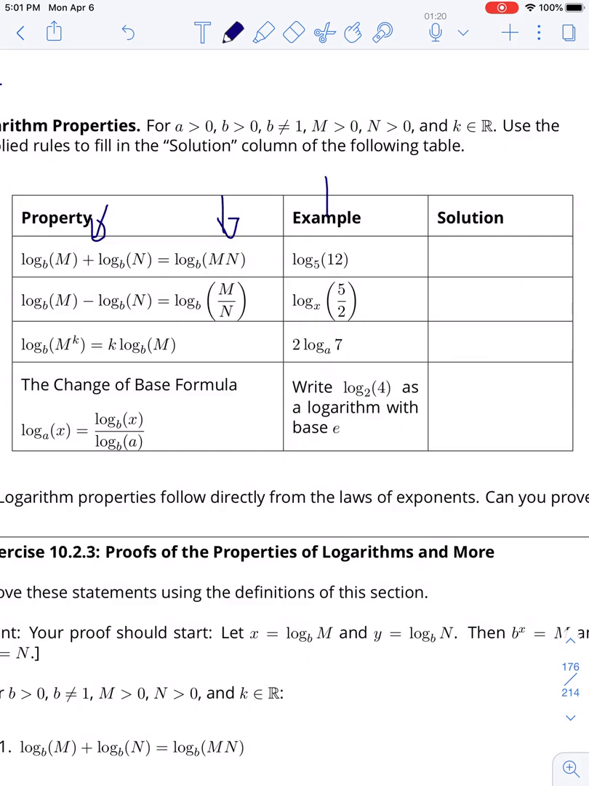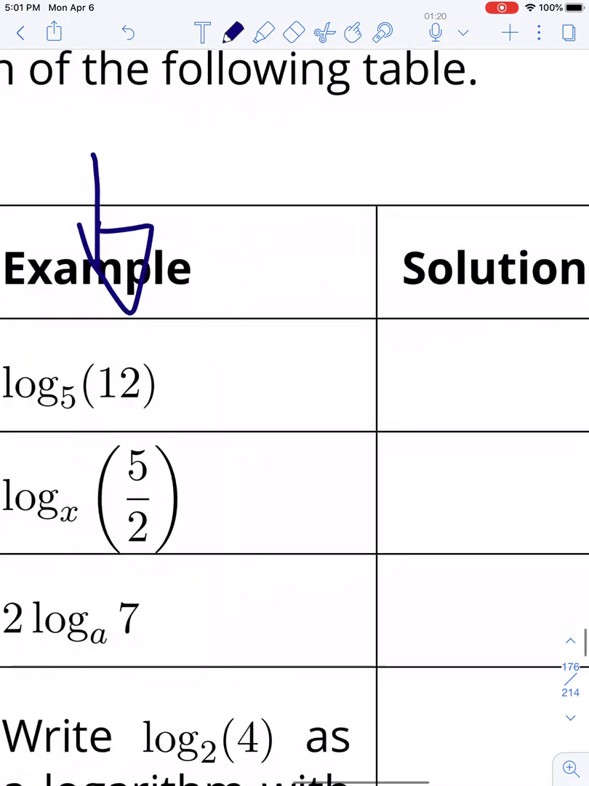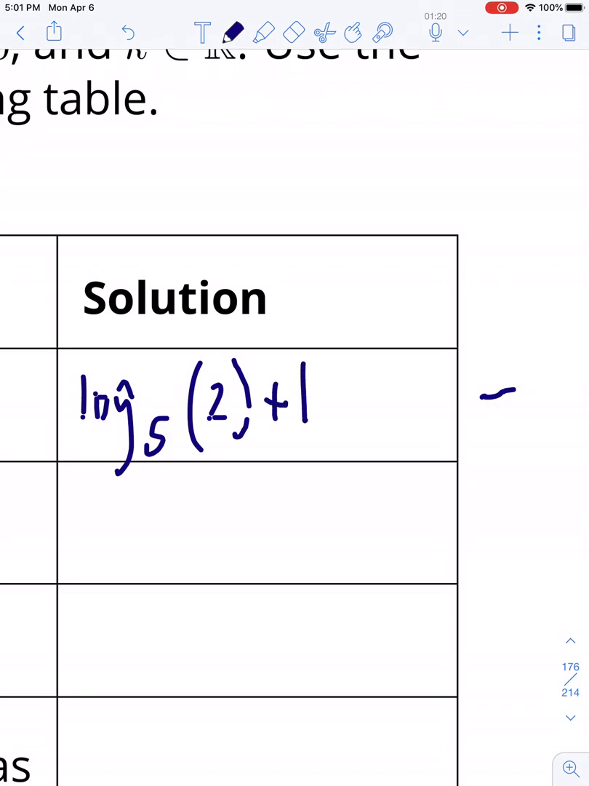In the example, they've already combined something together. Our thing is to figure out what were the options they could have combined. Well, to get log base 5 of 12, they could have done several things. They could have done log base 5 of 2 plus log base 5 of 6. And then when I multiply 6 and 2, I would get 12.